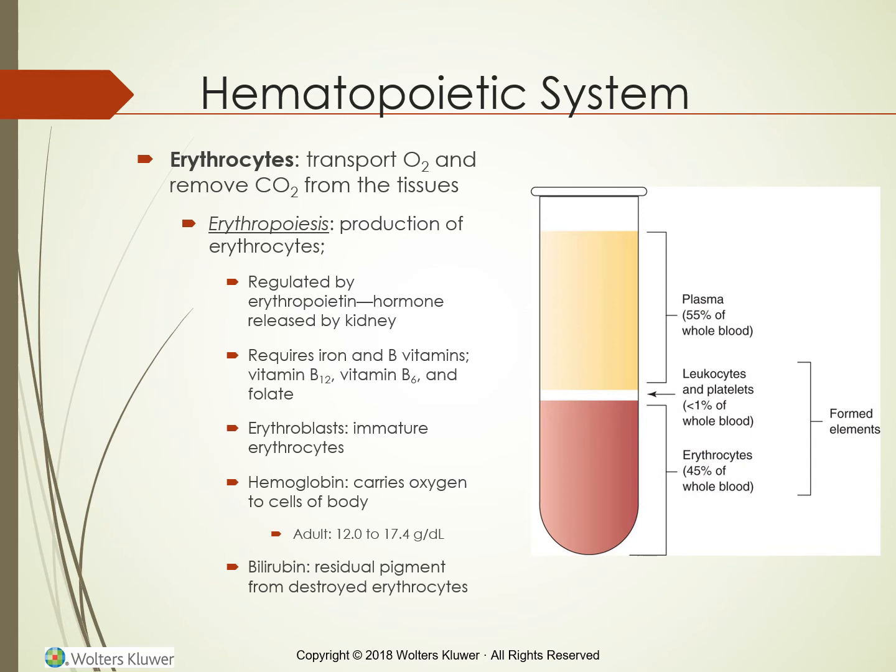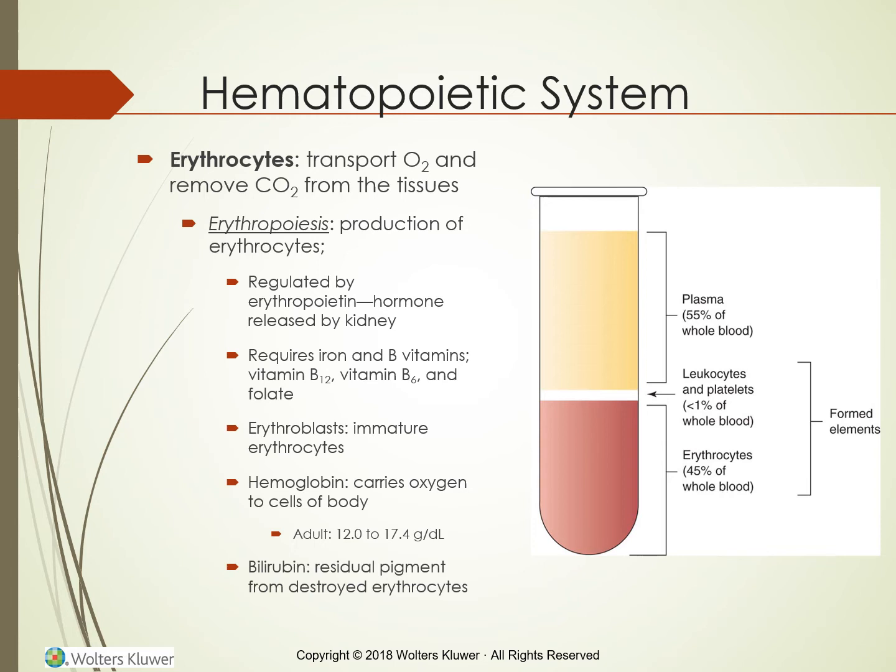Erythrocytes, or RBCs, are flexible, anuclear, lacking a nucleus, biconcave discs covered by a thin membrane through which oxygen and carbon dioxide pass freely. The flexibility of erythrocytes allows them to change shape as they travel through capillaries. The major function is to transport oxygen and remove CO2 from the tissues. Production of erythrocytes is called erythropoiesis. The rate of erythrocyte production is regulated by erythropoietin, a hormone released by the kidneys.